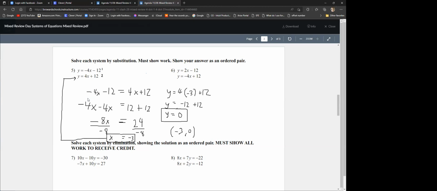So all we did was let them equal each other, solve for x, then took that and substituted it back into one of the original equations. That's the idea of these questions.